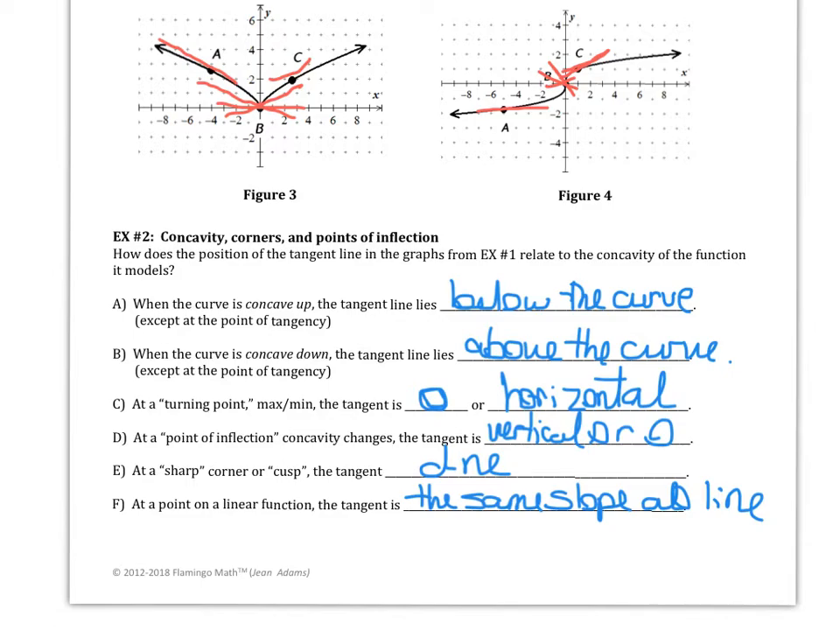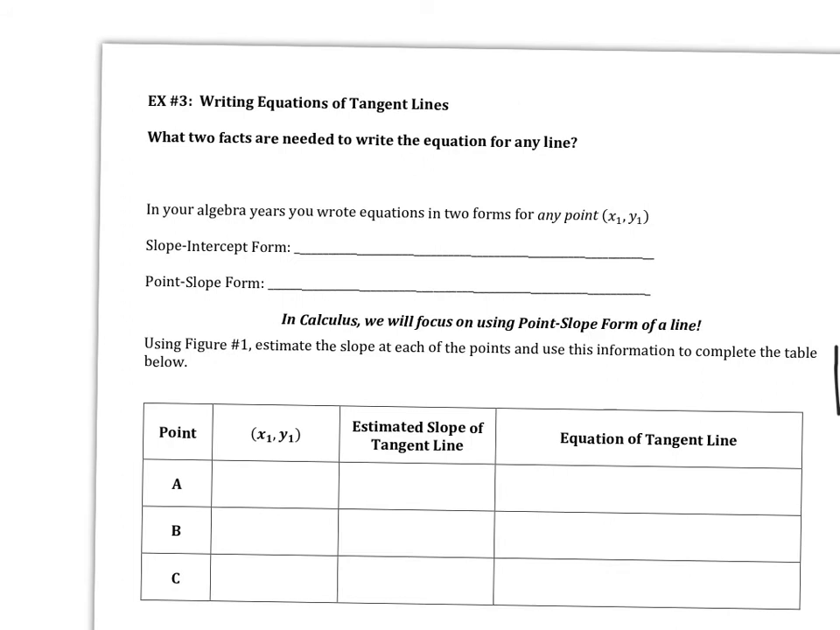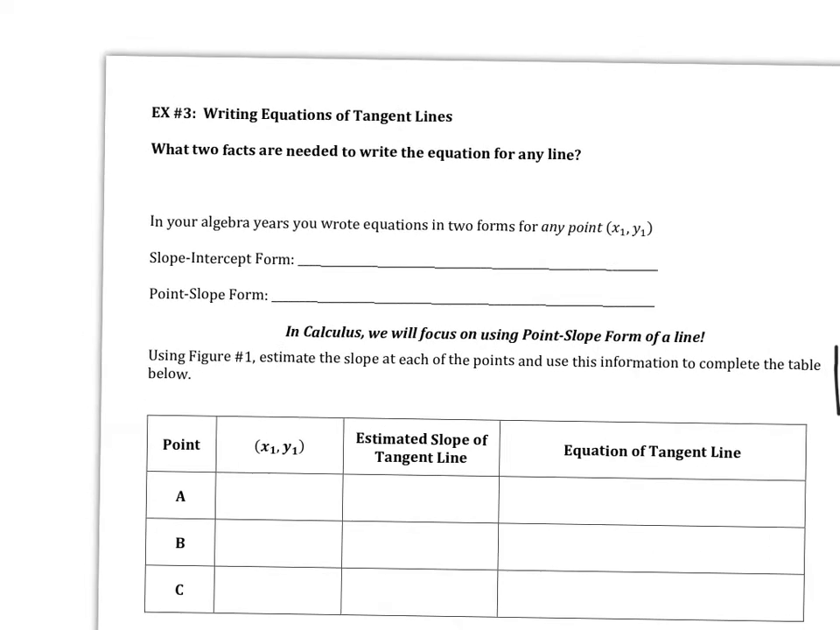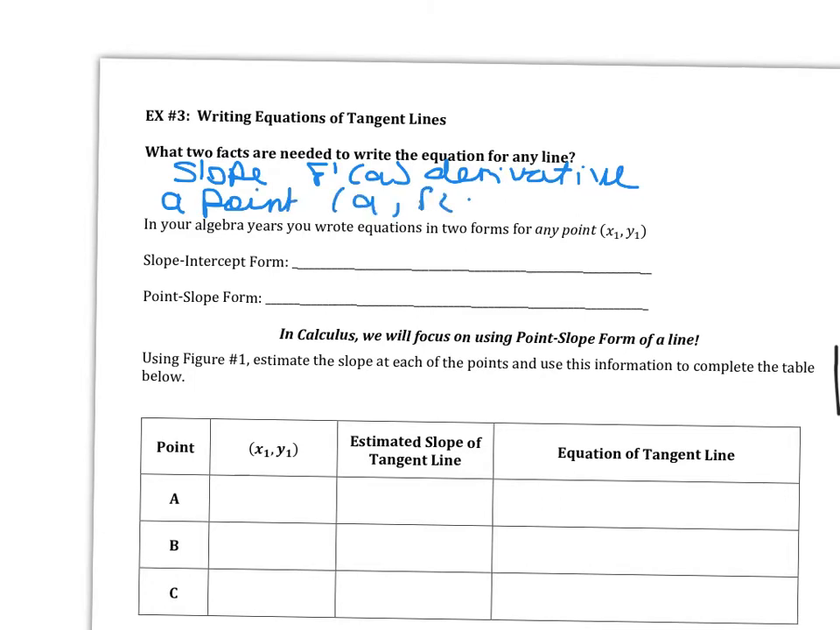All right, let's keep going. It says, in your algebra, what two facts are needed to write the equation of a line? If you remember, in order to write an equation of a line, we need a slope, and in calculus, the slope is going to be f prime of a, which is the derivative, and we need a point. In calculus, we call that a, f of a.